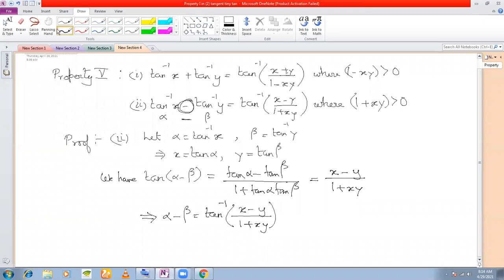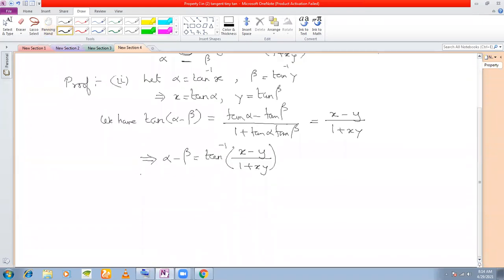So what is alpha here? Alpha here is tan inverse x and beta here is tan inverse y. So tan inverse x minus tan inverse y is tan inverse of (x minus y) by (1 plus xy), which is the required proof. You can proceed with the proof of the first part in an exactly similar manner.